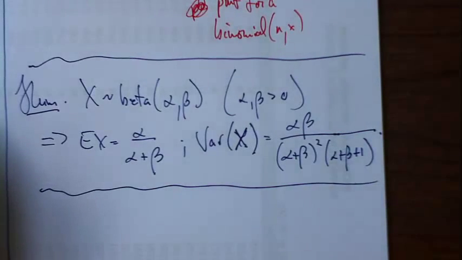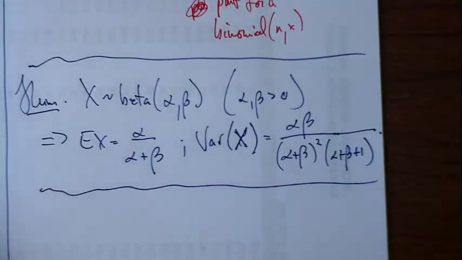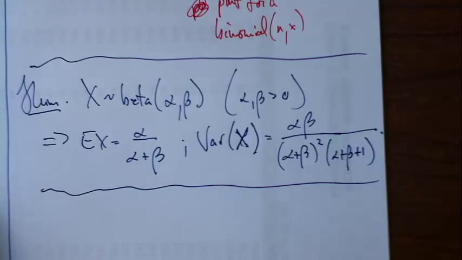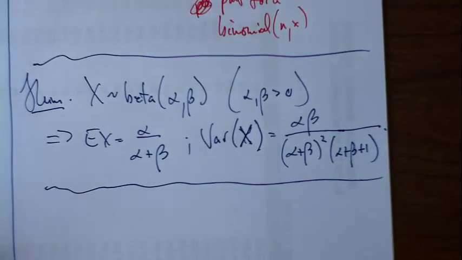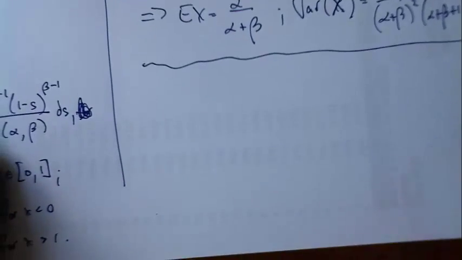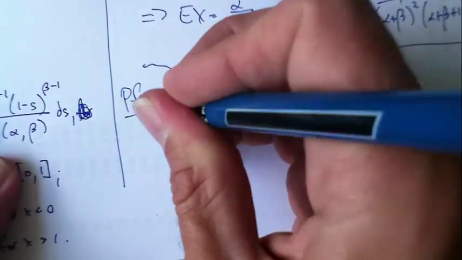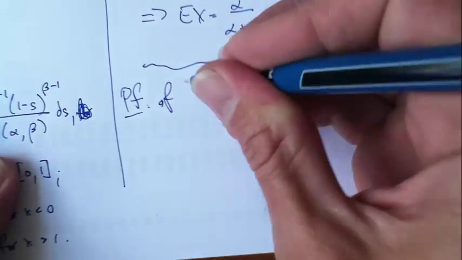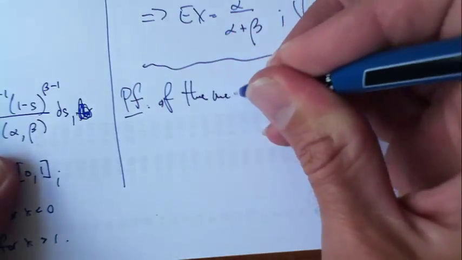Now, I'm not going to prove the variance. I'll leave that to you for an exercise. I think it's in your homework set. I will get the expected value because it's easy. Okay. So here's the proof of the mean.